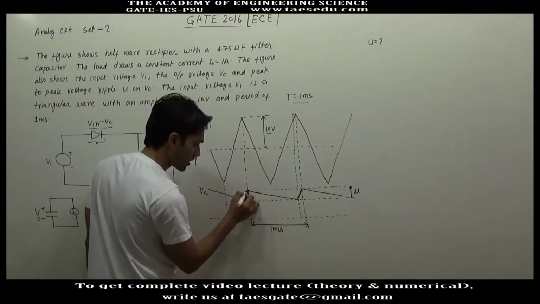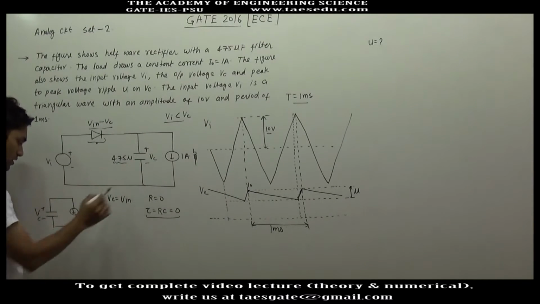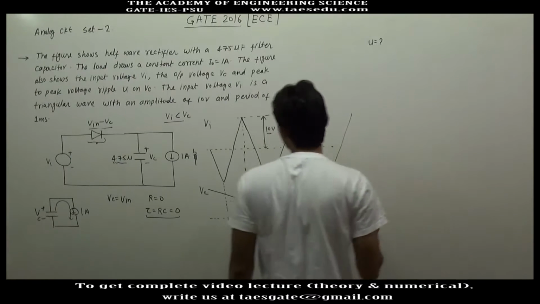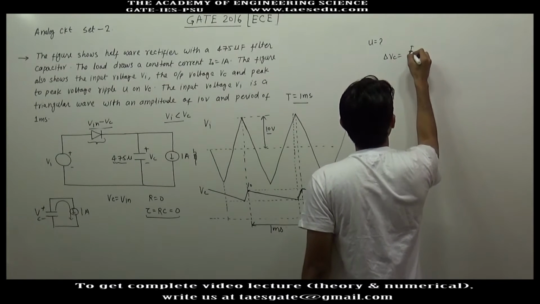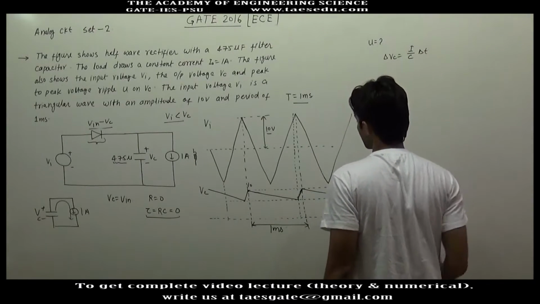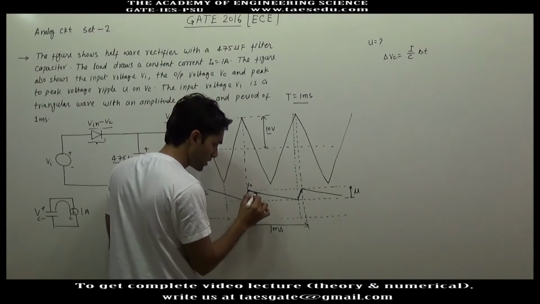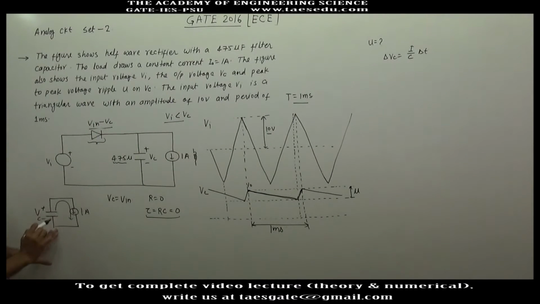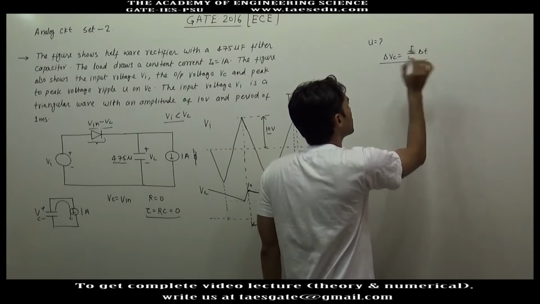So at this point, the capacitor voltage is 10 volt and the load is drawing constant current, so the capacitor voltage will decrease. And in the network we have studied that decrease in capacitor voltage, delta Vc is equal to I by C into delta T. So from this point to this point, the circuit will look like a capacitor with a constant current source, and the decrease in capacitor voltage will be given by this formula.